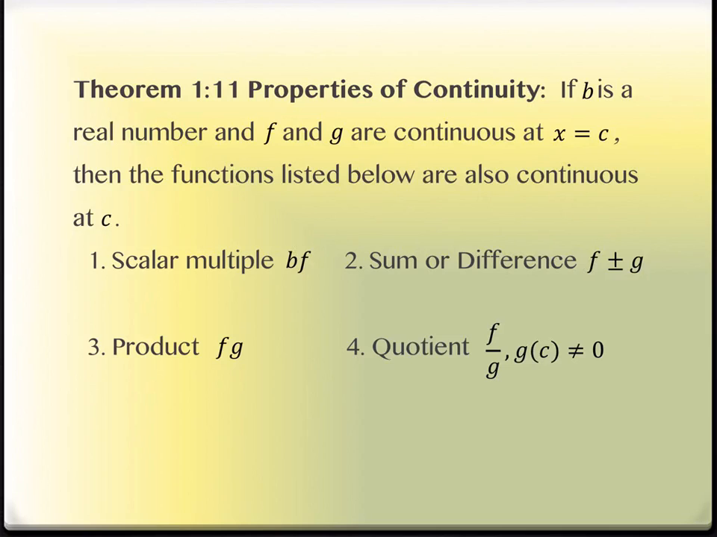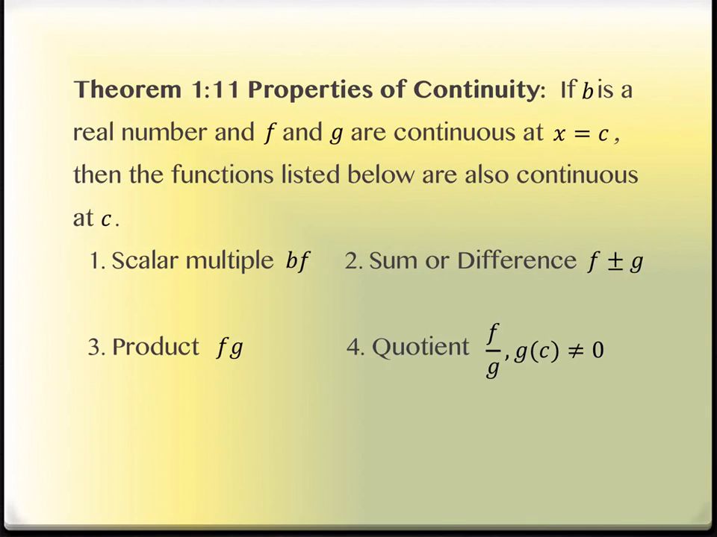So if we have a function that's continuous and we multiply it by a number, the scalar multiple is continuous, right? So if y equals x is continuous, then y equals 3x is continuous. If y equals sine x is continuous, then y equals 5 sine x is continuous. And it doesn't have to be whole numbers. It could be square root 3 times cotangent of x or something like that.